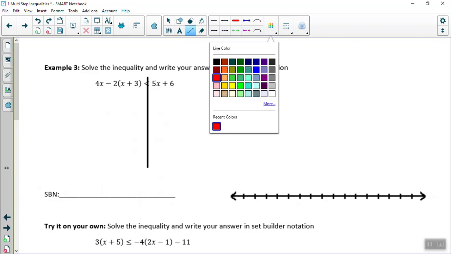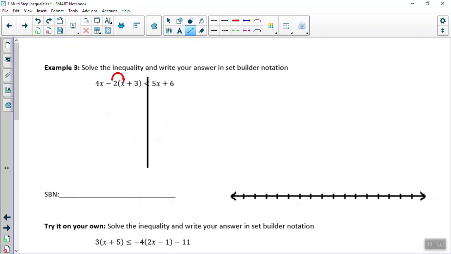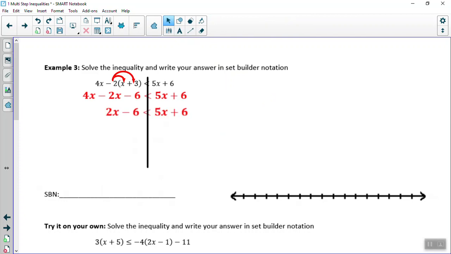So remember, there's that minus sign, which really means plus a negative. So we're going to take this negative 2, distribute it to the x, and then we're going to take the negative 2 and distribute it to the 3. All right, so we're going to bring that 4x down, and when I distribute the negative 2, it becomes negative 2x minus 6. All right, now we've distributed. We need to finish our simplifying process, so the 4x minus 2x, we'll combine those like terms, gives us 2x. Minus 6 is less than 5x plus 6.